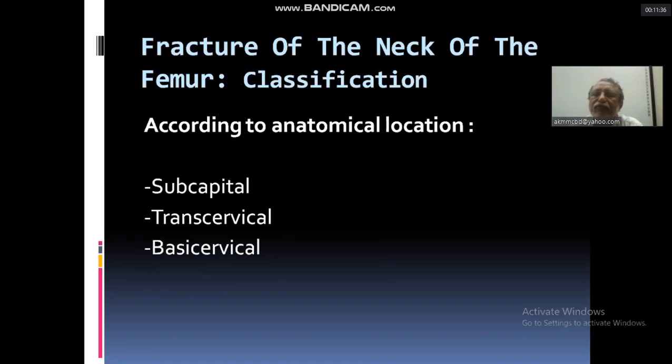You can say whether it is intracapsular or extracapsular. So these first two varieties, subcapital and transcervical, will be intracapsular, within the capsule of the hip joint, and basicervical is outside the capsule. The importance is that when there is intracapsular fracture, the vascularity is compromised and the outcome is bad, particularly if it is displaced. And in the basicervical, the outcome is better.